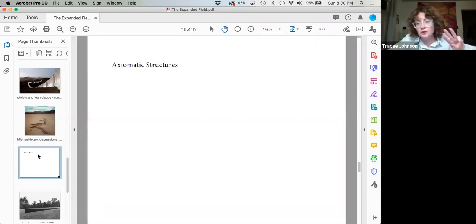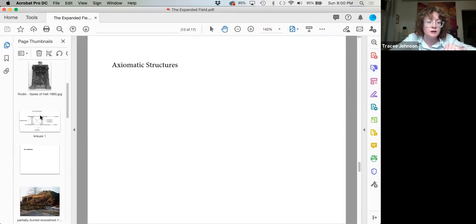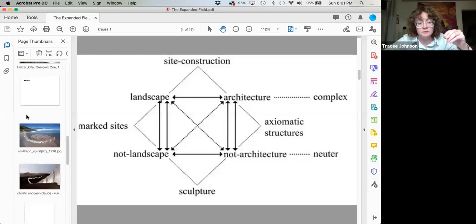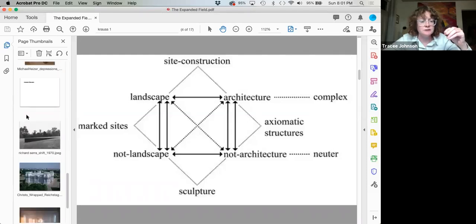Okay, and then the third on the chart here is the axiomatic structure. So remember, let me scroll back up really quick. Axiomatic structures are just kind of obvious structures. So things that are architecture, they feel and look and represent architecture, but then they're not architecture at the end of the day, right? So let's look at some examples of that.